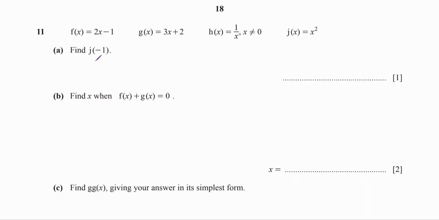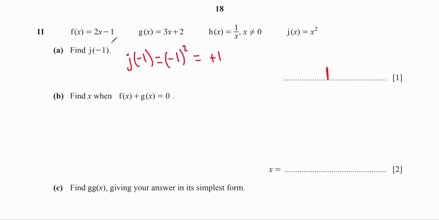That means if you put minus 1 as the input, then what's the output? Well, you just put minus 1 in here. So j of minus 1 is equal to minus 1 all squared. And that is equal to minus 1 times minus 1, which is positive 1. So you have 1 as your answer. That was pretty simple.